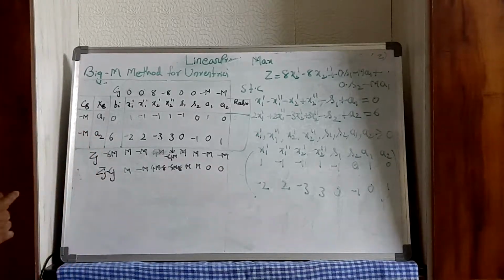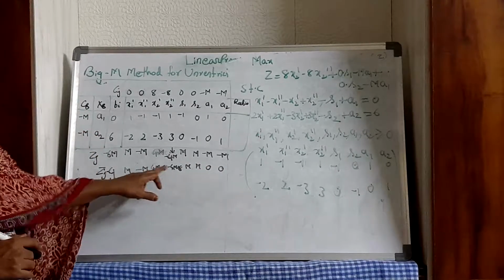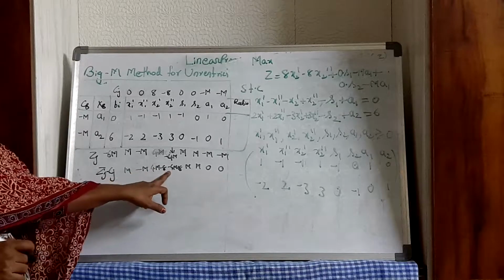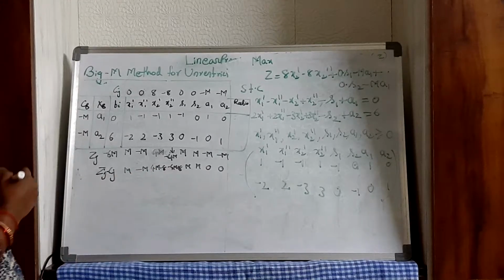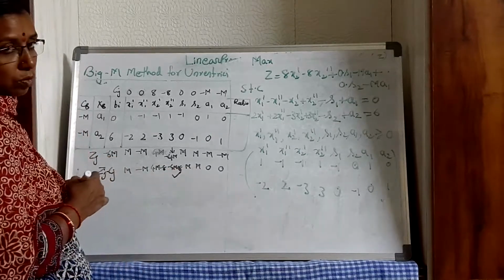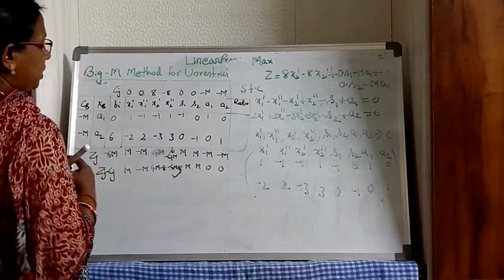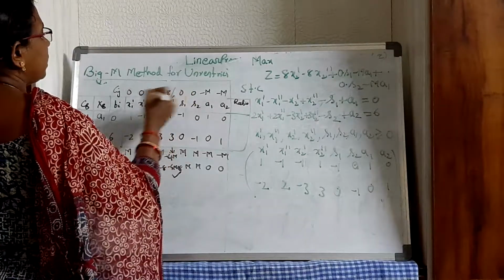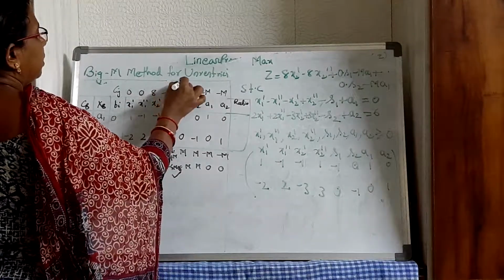Now which is most negative? You have negatives in these two values. This is minus M, this is minus 4M plus 8. So the most negative is minus 4M. Now I will put a tick mark on this. Now the entering variable is x2'. Now this x2'' is the entering variable.